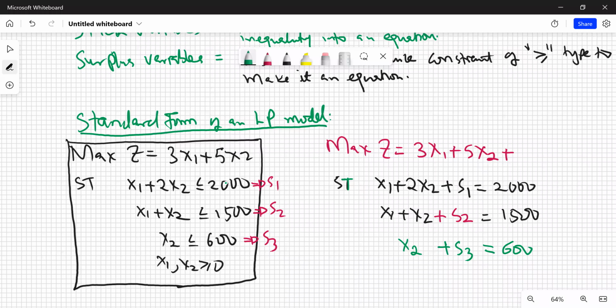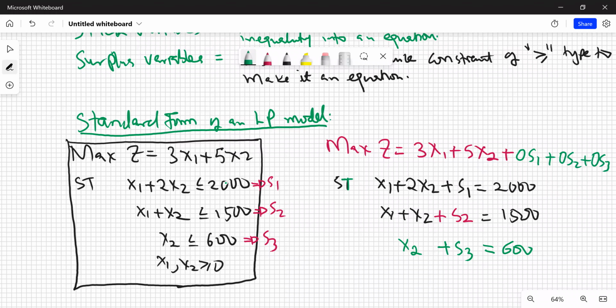Then those slack variables, you also add them to the objective function, but you assign them coefficient 0. That ensures that the optimal solution does not change. The optimal solution is the best solution, so it cannot change. You cannot lower it, you cannot make it better. So you're going to have 0 S1 plus 0 S2 plus 0 S3. So that's your new objective function.